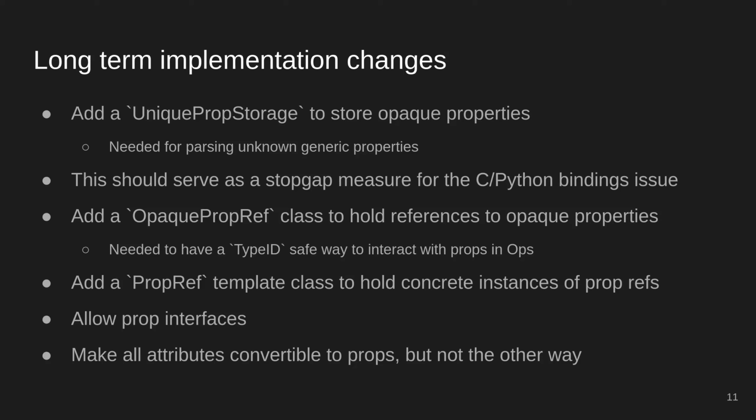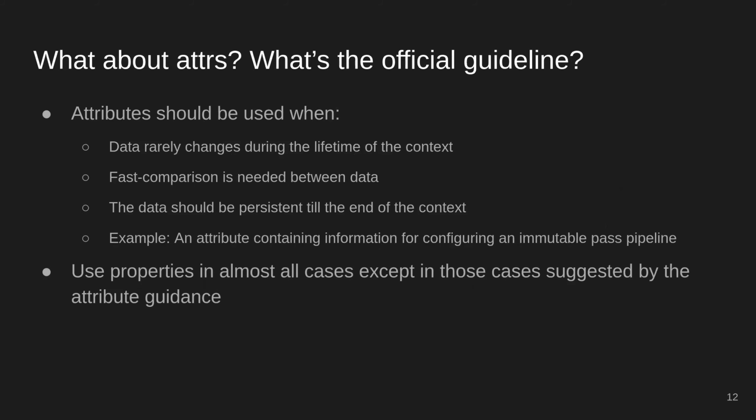One thing that I would like is, again, remove round tripping, but make all attributes convertible to properties. This last bit should be straightforward because we already have the storage class for attributes, not the other way around. So I would also like to clarify what our guideline is in the LLVM docs or the MLIR docs about when to use attributes and when to use properties.